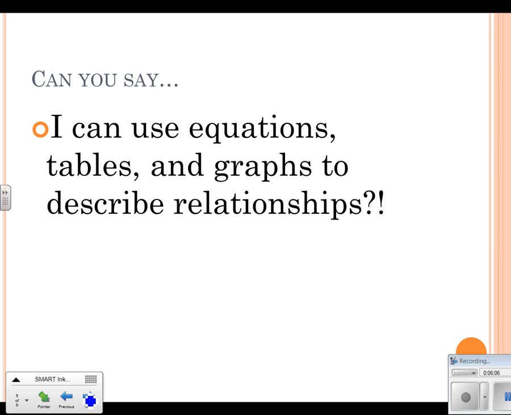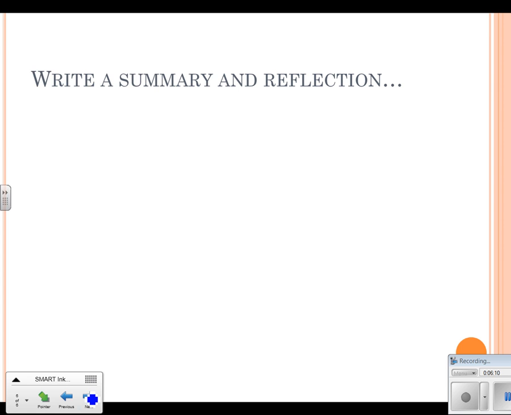Can you say, I can use equations, tables, and graphs to describe relationships? Write a summary and reflection and be prepared for work time in class.